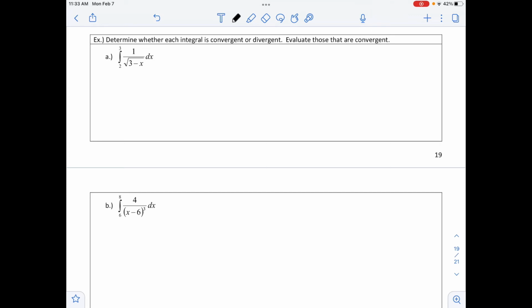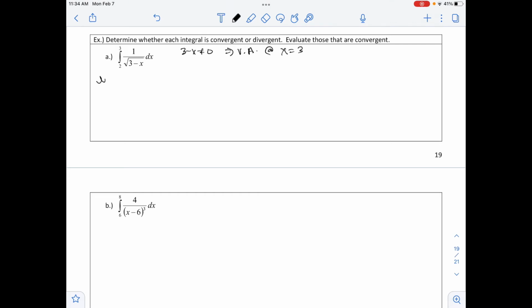The next example says determine whether each integral is convergent or divergent and evaluate those that are convergent. Part A says the integral from 2 to 3 of 1 over the square root of 3 minus x dx. These types of problems don't stand out because they don't have a lower or upper bound of infinity or negative infinity. However, since we do have a rational function here, it is going to have an issue where the denominator is equal to 0. And so we know that 3 minus x cannot equal 0, which means that we have a vertical asymptote at x equals 3.